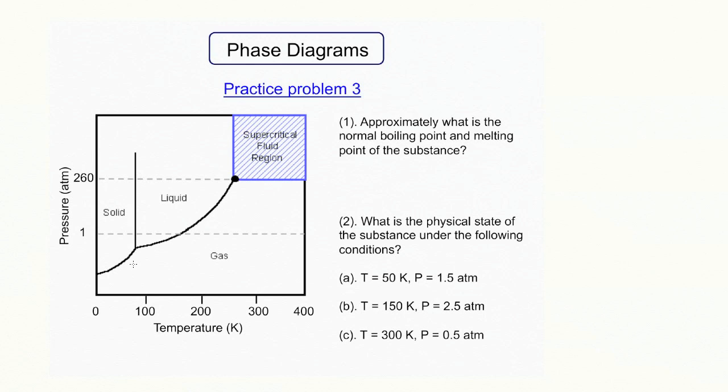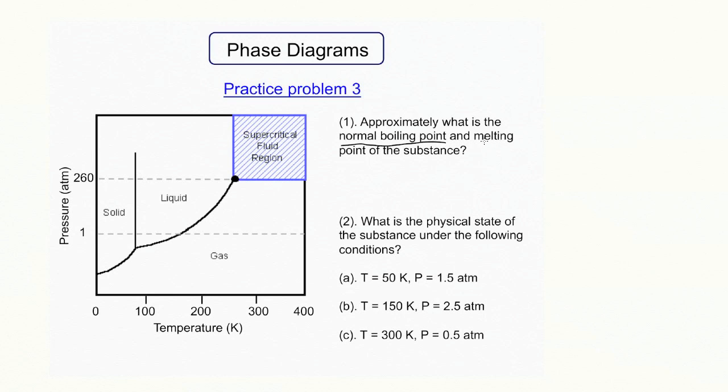Alright, now let's work on this problem. In this diagram, I've already labeled the three phases for you: solid, liquid, and gas. Now, first question, approximately what is the normal boiling point and melting point of this substance? Remember how we define normal boiling point. Normal boiling point is the temperature a liquid starts boiling at 1 atmospheric pressure.